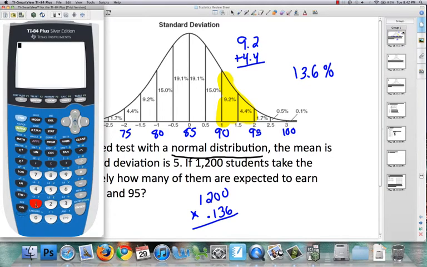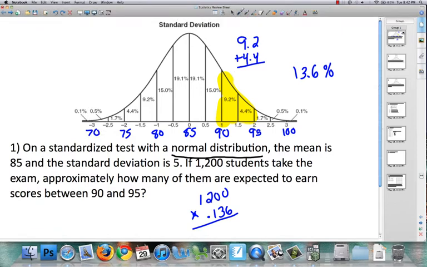So real quick, 1,200 times 0.136. And that gives us approximately 163 students.